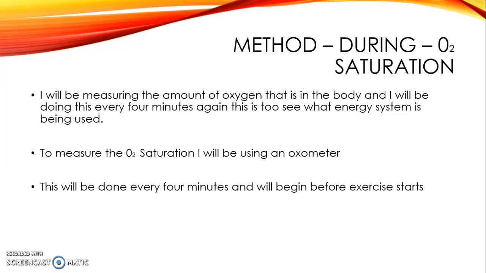If I see that my performer's O2 saturation is high, I can tell them that they need to relax a little bit more, because the chances are the client is going to be working harder than they need to be, and they're going to be working anaerobically when they need to be working aerobically. This will be done every 4 minutes and will begin after exercise starts. I'll also be taking a reading before, and I expect that reading to be a little lower than it should be, because they would have done the warm-up, so their body would have been using the oxygen.